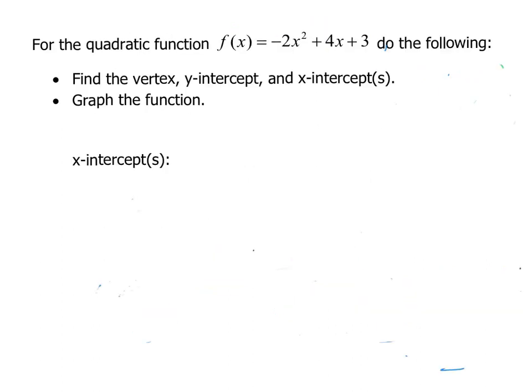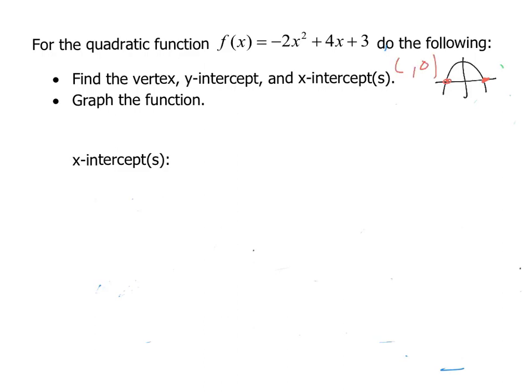So let's find the x-intercepts next. Remember that when we're trying to find x-intercepts, these are the places on the graph where the graph either touches or crosses the x-axis. And at all points on the x-axis, the y value is 0.